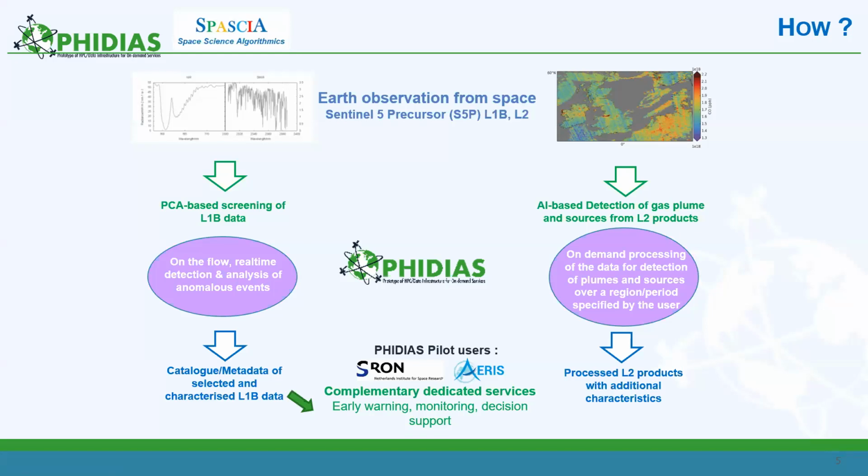And on the other side, we propose also to use directly level 2 products, that is images of atmospheric content of gases, for example, NO2, methane, carbon monoxide, in order to make some selection of the events by detecting automatically the plumes and sources of pollution directly from the image. The idea is to propose that sort of automatic processing of the data in order to select useful information to be used by scientists or more by dedicated services.